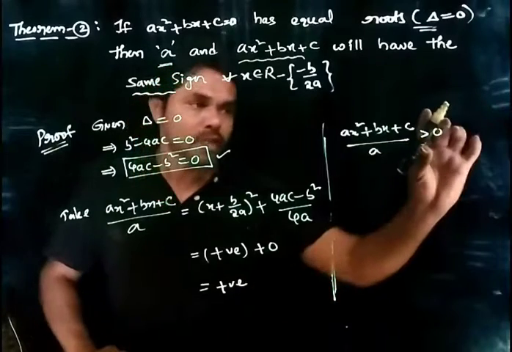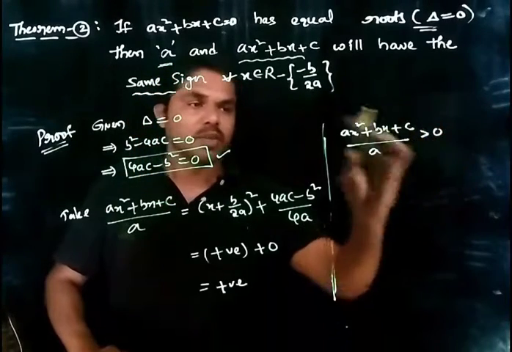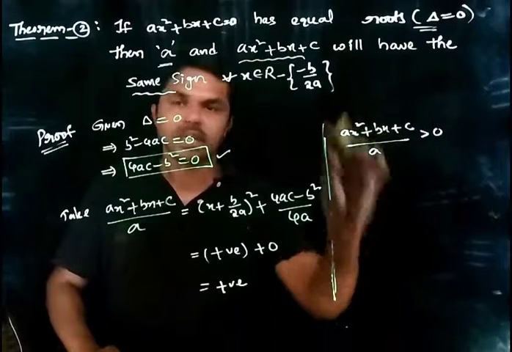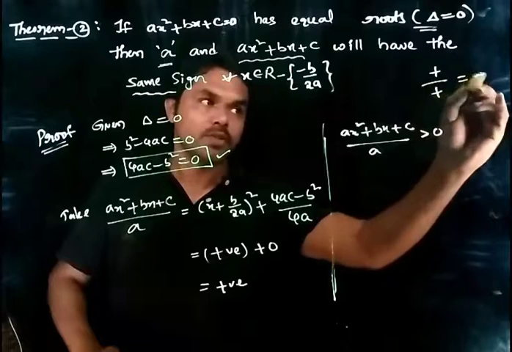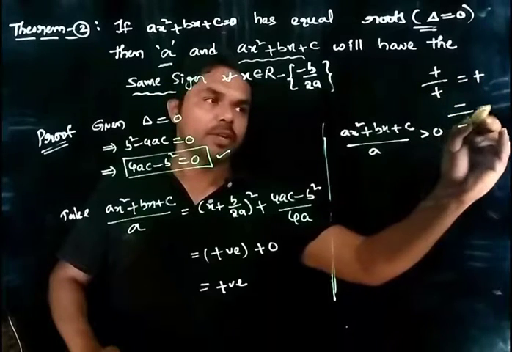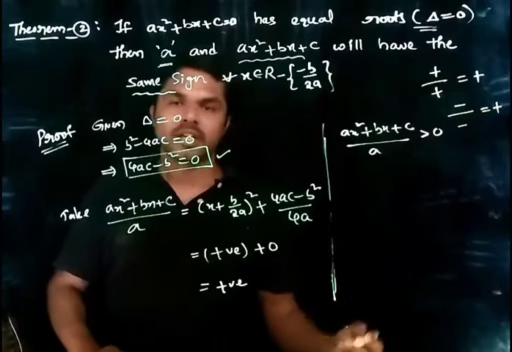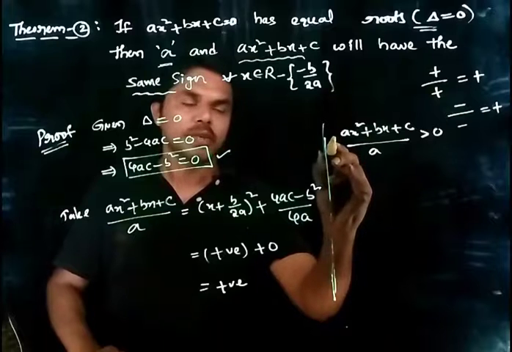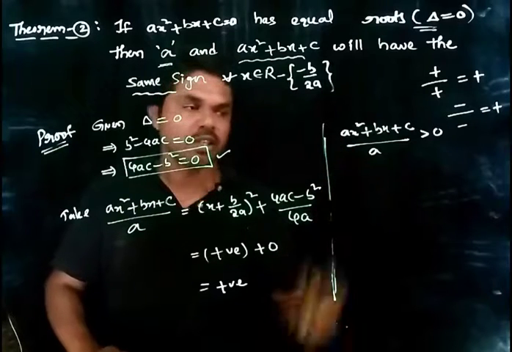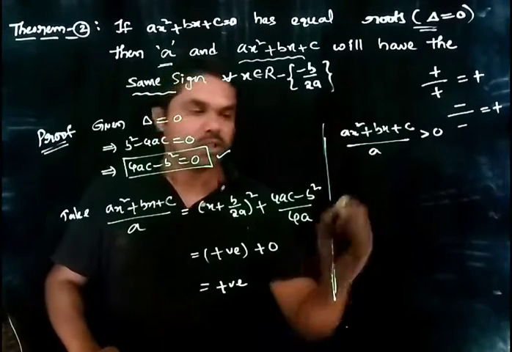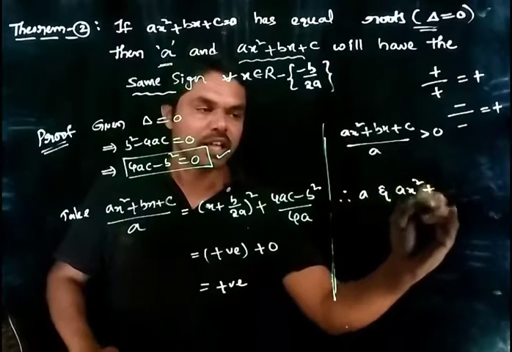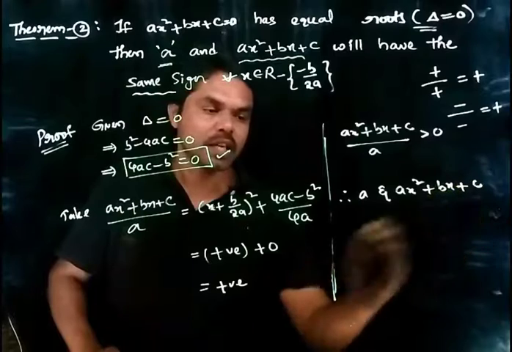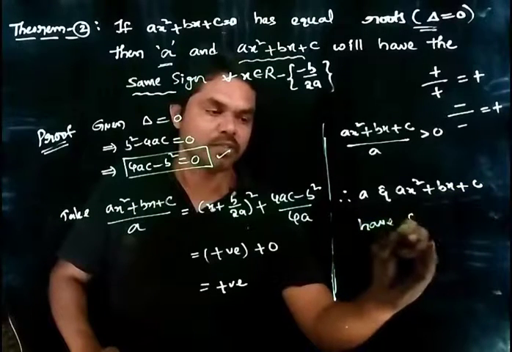Okay, so we can get this kind of positive answer only when numerator and denominator have the same sign, because positive value by positive is positive, or negative value by negative value is positive. So we can conclude that whenever the numerator and denominator have the same sign, then only we will get the positive answer. Therefore, a and the expression ax square plus bx plus c have the same sign.